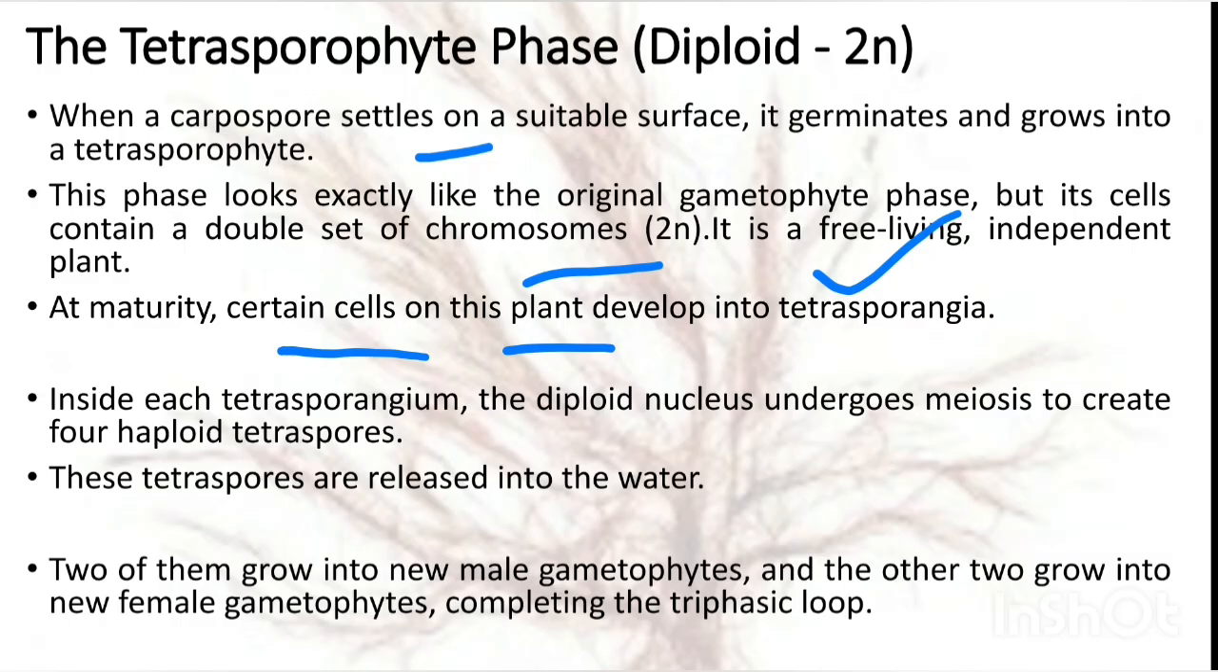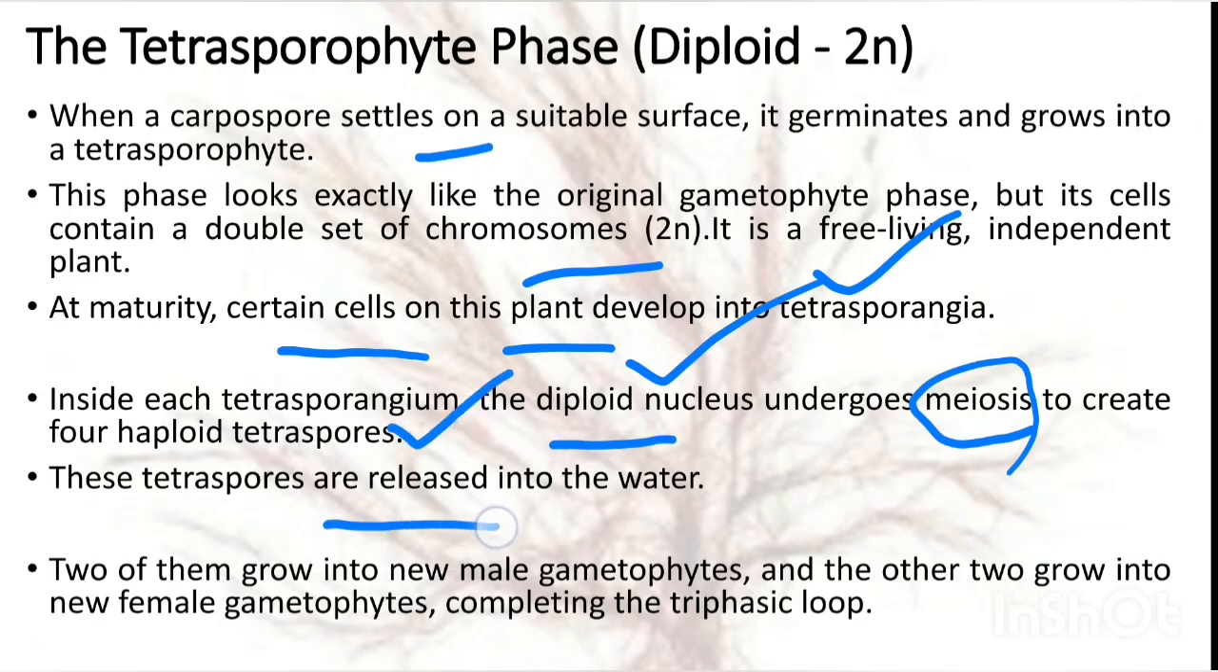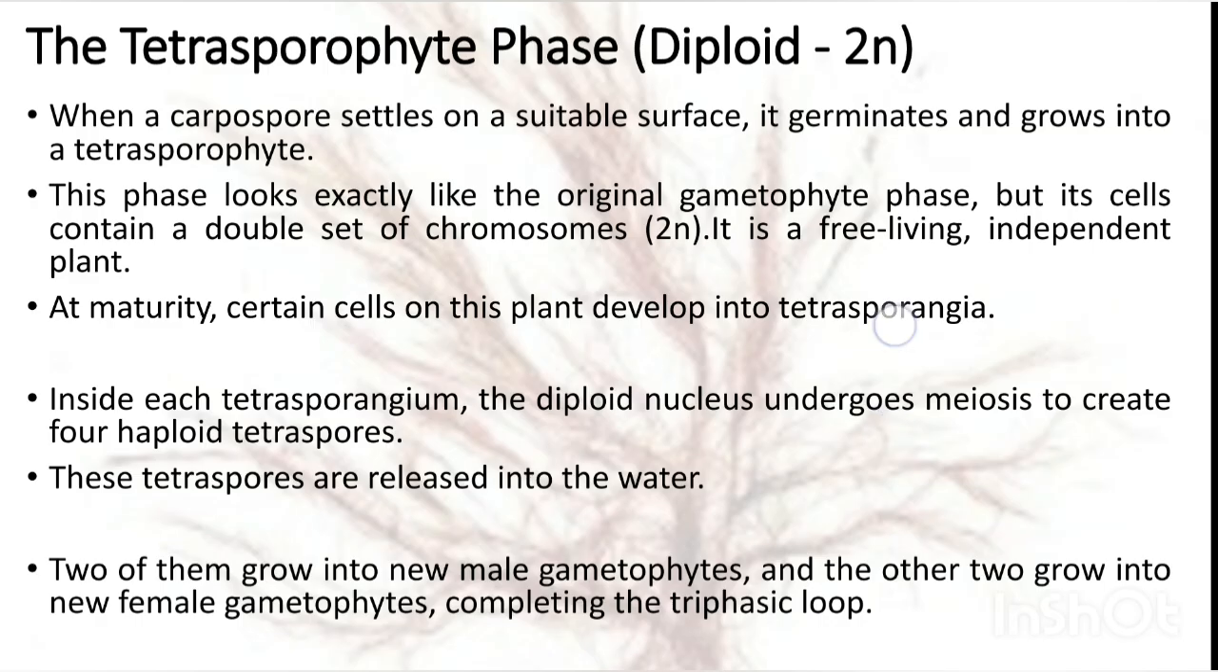Each tetrasporangium with diploid nucleus undergoes meiosis or reductional division to create haploid tetraspores. Those haploid tetraspores are then released into the water, and two of them grow into new male gametophyte and two grow into female gametophyte, completing the whole life cycle. As these plants are dioecious in nature, male and female gametophytes are separate from each other.